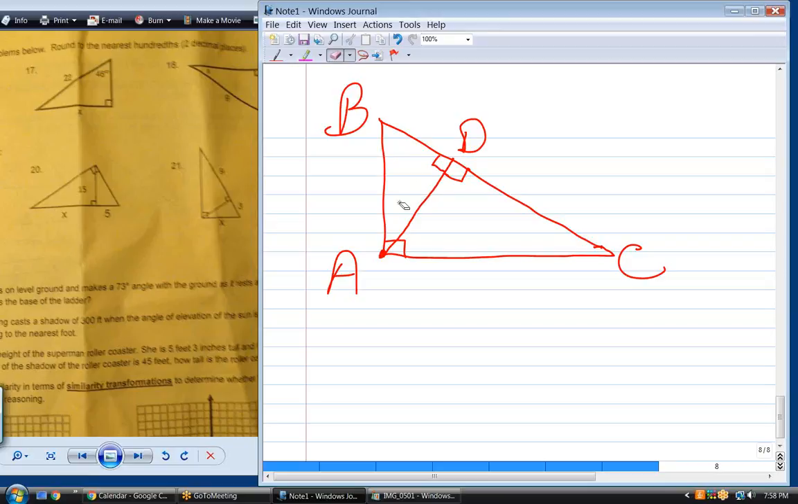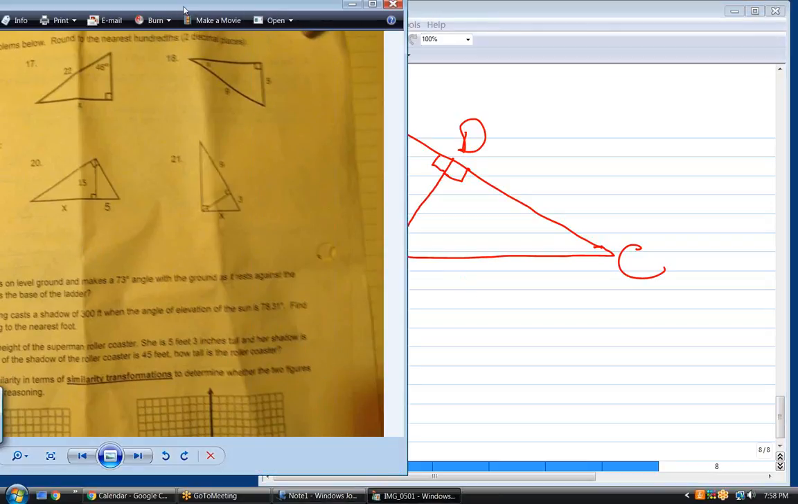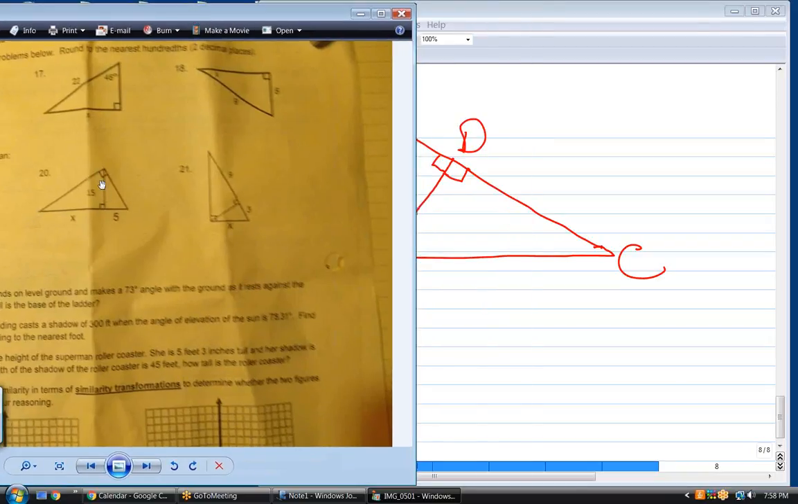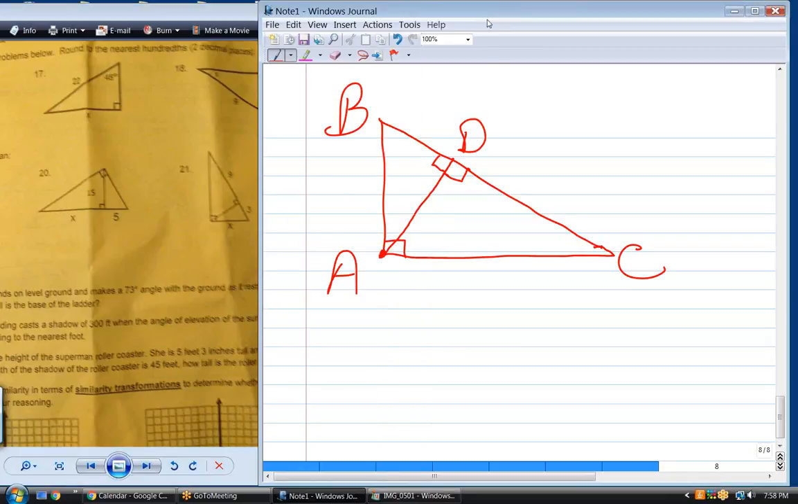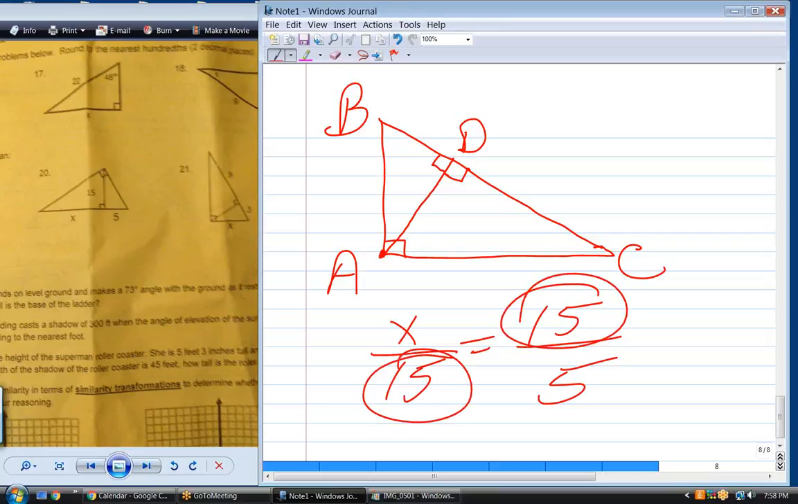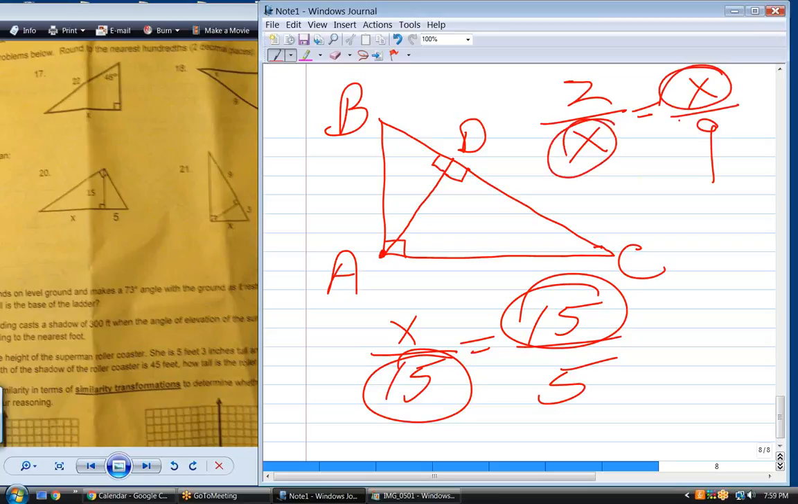But I got a little sidetracked. The reason they ask you question 19 what the geometric mean is, it turns out that this vertical is the geometric mean in this picture. In other words, I can say x is to 15 as 15 is to 5. This is always your geometric mean: the thing that's in the denominator on the left and the numerator on the right. That's where your geometric mean goes. Remember when we did 2 and 9? We did 2 is to x as x is to 9. There's your geometric mean that we can now solve for.